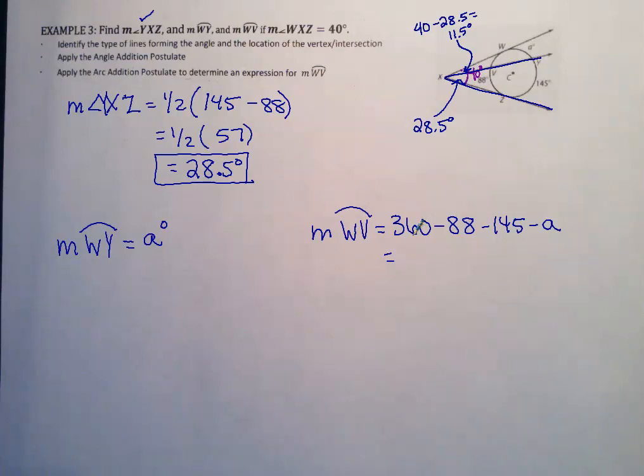Try again. 360 minus 88 minus 145. Oh, I did 44? You just, oh, okay. Make it 145. That's what I meant. Okay. So now we've got the measure of arc WV. My goodness, I have backwards problems today. It's 127 minus A. Okay. Thank you. 127 minus A.